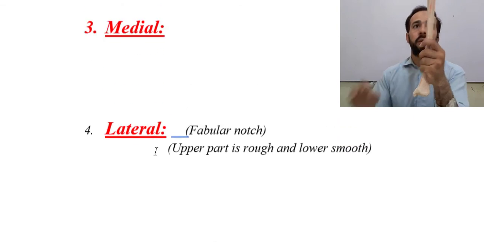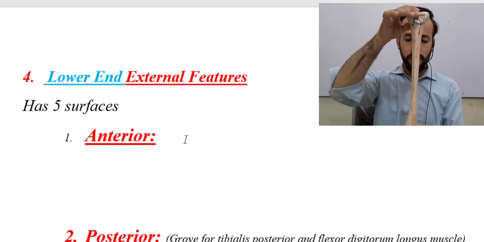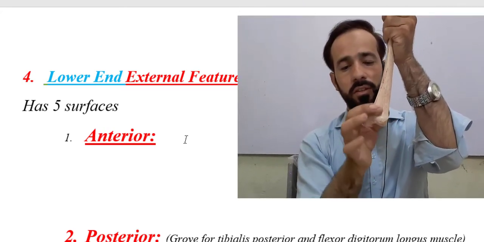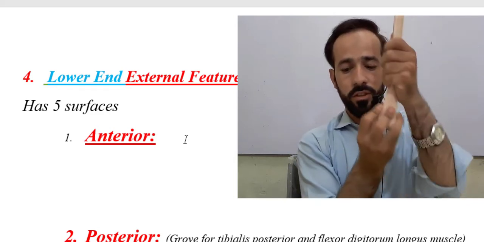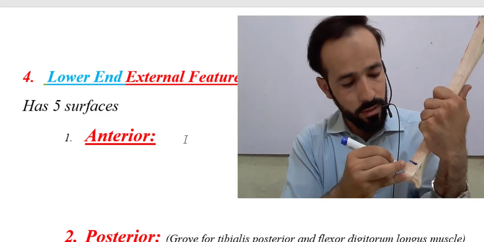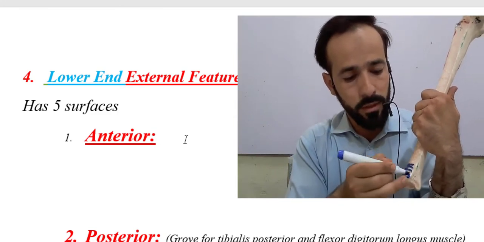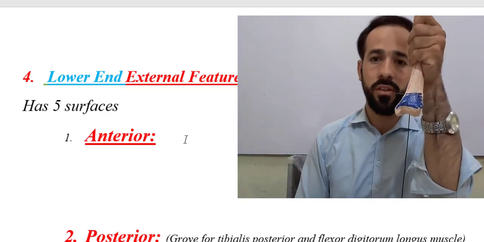So first, if I hold the tibia bone in its anatomical position, here is the anterior surface. This one is the anterior surface. This is the lower end of the tibia. Here I will color it. Here is the anterior surface of the tibia. Here you can see it, right, friends? So this is the anterior surface.